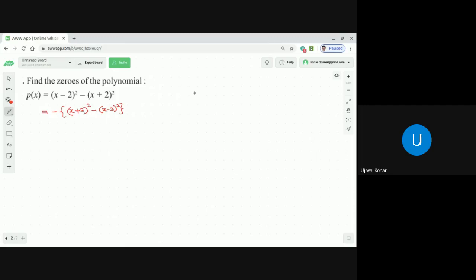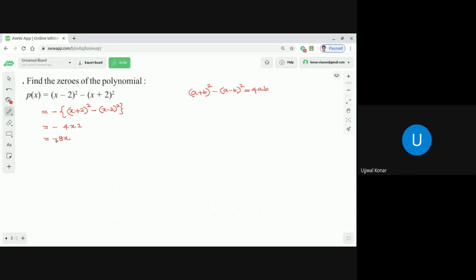So we know one thing, a plus b whole square minus a minus b whole square. What is the formula? That you need to tell me. A plus b whole square minus a minus b whole square is equal to 4ab. That you need to remember. So if we apply this formula here, what we are going to get? Minus 4 into x into 2. Correct or not? That is equal to minus 8x.